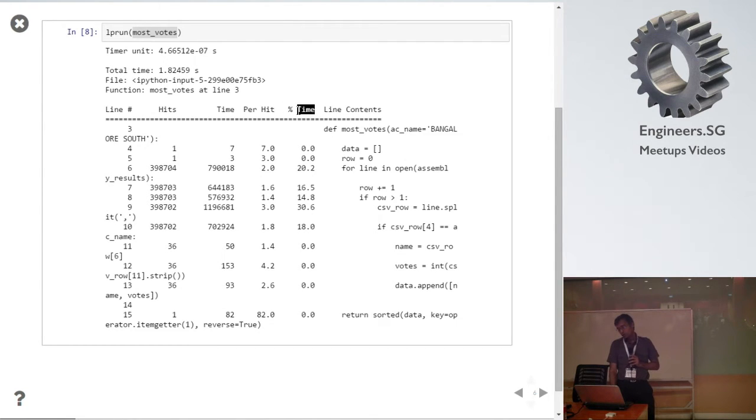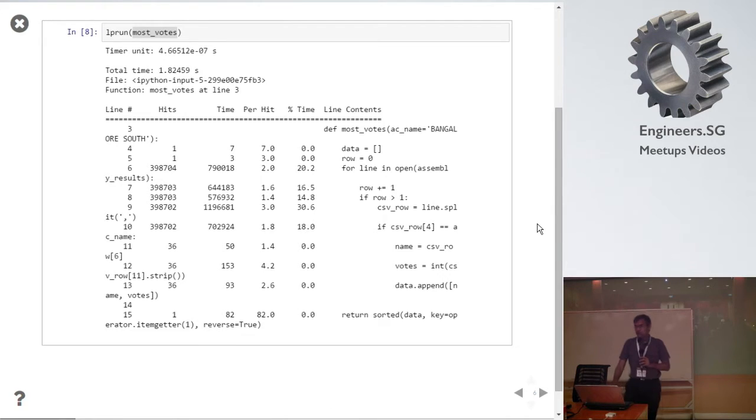The percentage of time column is the one that I consider the most useful. And out here, 30% of the time is being spent in splitting the row. About 15% is spent in comparing whether the row is greater than 1. About 16% is spent in incrementing the row. 18% is spent in checking if the assembly constituency name matches, and so on.